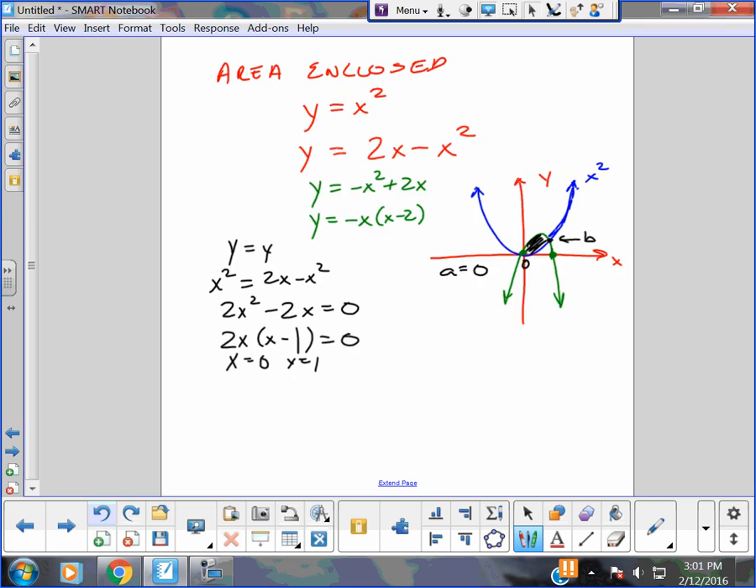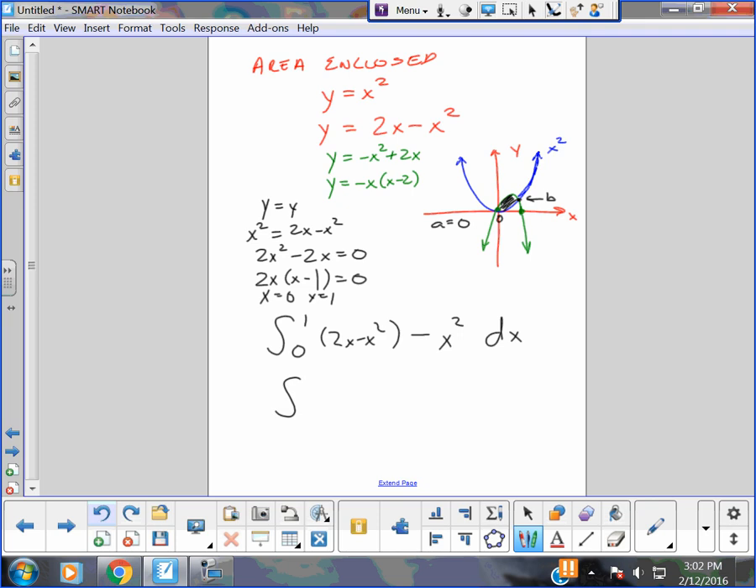So now it's really easy. We know which curve is on top. We know that they intersect at 0 and 1. Let's do the integration from 0 to 1. The top curve is the green curve, 2x minus x squared. The bottom curve is x squared, dx. And here's the great thing. I can combine like terms before I do integration. So I'm going to integrate from 0 to 1 of 2x minus 2x squared dx.